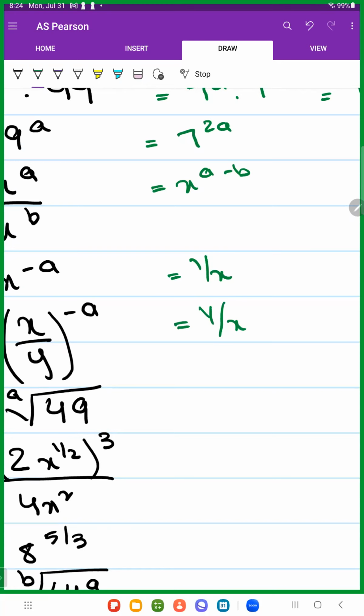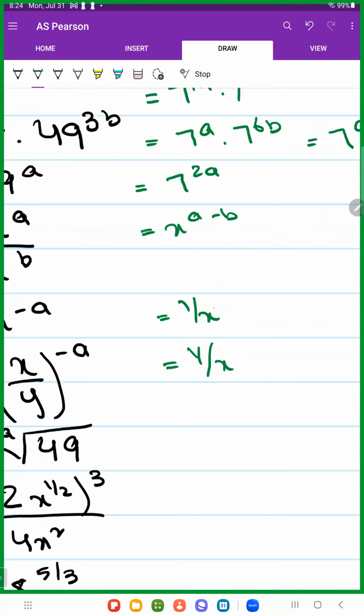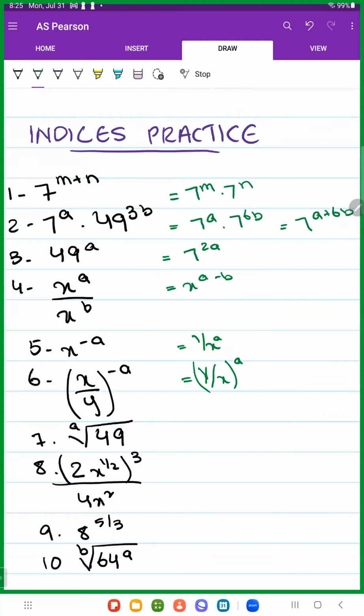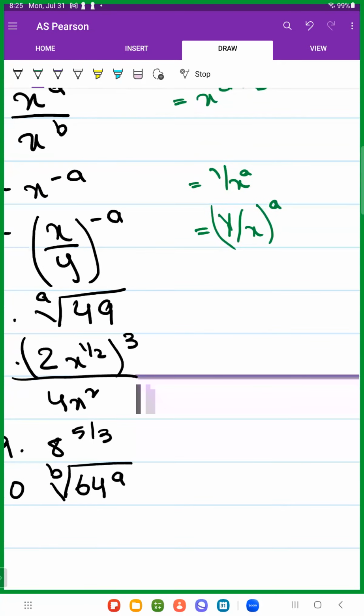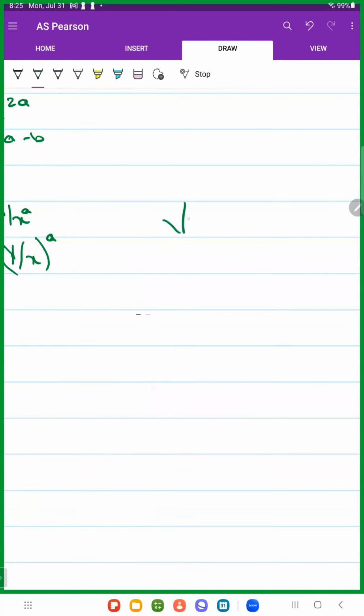It's only 1 over x to the power... Yes, 1 over x. Okay. Yeah, I got it. All right. So tell me, what is the power of under root? If I want to write 2 under root, what's the power?